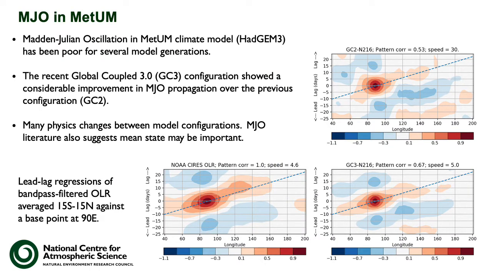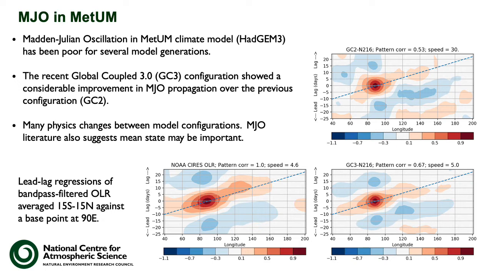So for the last several model generations, spanning 10 or 15 years or so, the Met Office's climate model has had quite a poor representation of the MJO. And you can see this here in a Hovmöller diagram for the GC2 configuration, which was sort of the CMIP5-esque generation of the model, where the model shows quite a poor eastward propagation of the MJO relative to what we see in satellite observations of OLR.